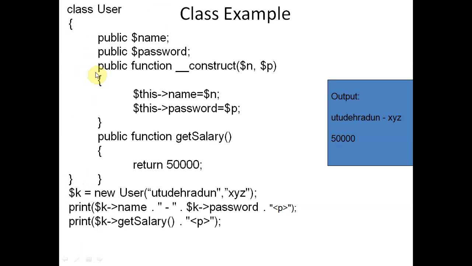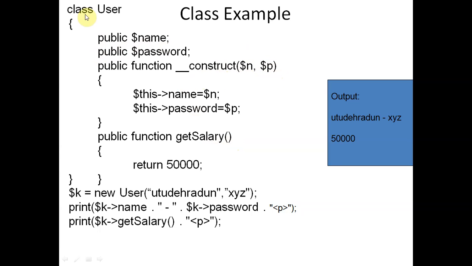Inside this class we have two functions: construct, which is the constructor function, and this is a normal function. You can see public function, two times we have mentioned function, so it means we have two functions. The first function is underscore construct, and this is the second function. We are not passing any argument to this getSaveD function, and we are passing two arguments to this constructor, $n and $p.